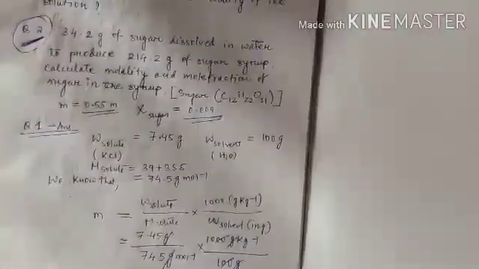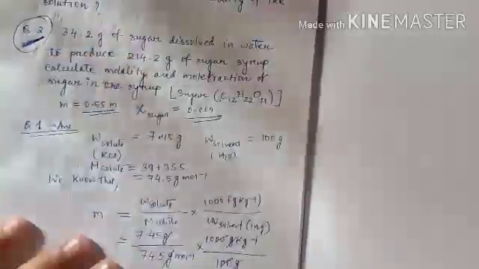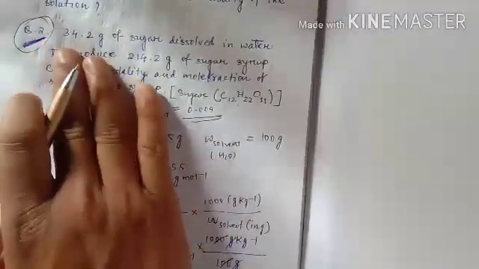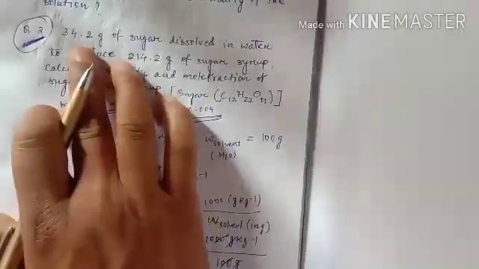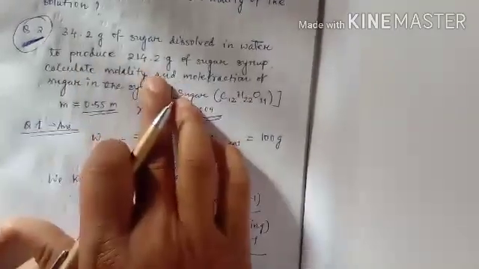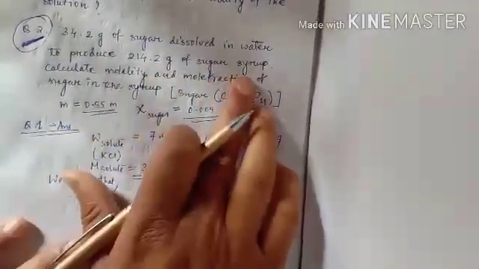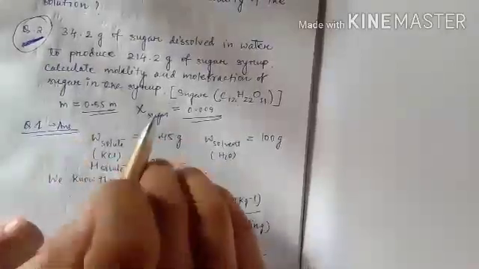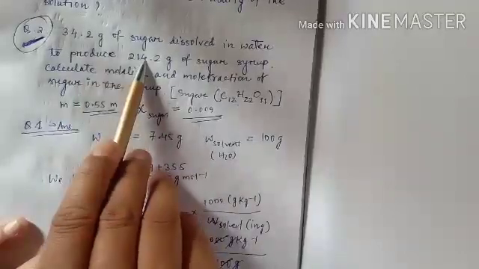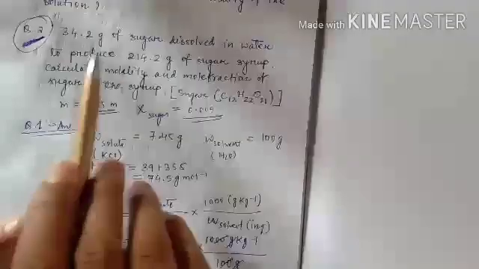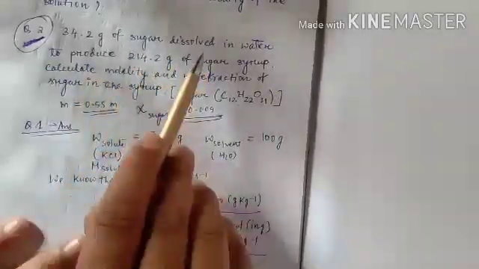So this question is the homework or home assignment, you have to do it and give the answers in the comment box. 34.2 gram of sugar is dissolved in water to produce 214.2 gram of sugar syrup. So this is a solution of sugar in water. Sugar is the solute, water is the solvent. Mass of the solute and mass of the solution are given, so you have to find the mass of the solvent.